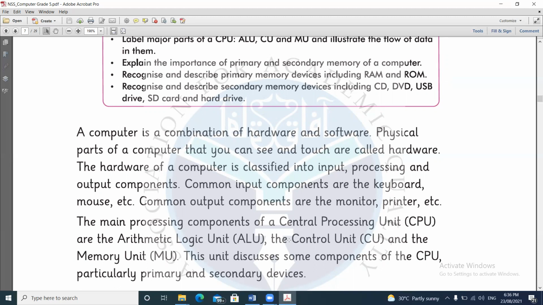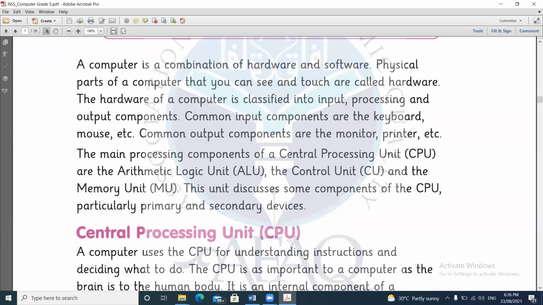The processing hardware can be RAM, ROM, hard disks, power supply. These are processing hardware, and without those, we cannot run the computer. So mainly there are three components in a central processing unit. Number one is ALU, that is arithmetic logic unit. Number two is control unit, and number three is memory unit.